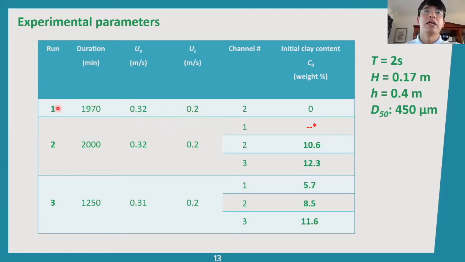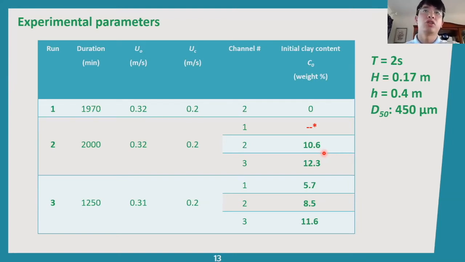For round 1, this was a control experiment in which we used pure sand with a D50 of about 450 micrometers. In round 2, we planned to prepare 3 beds with very high initial clay content. However, I didn't mix very well in channel 1, so we had to abandon this channel. So the initial clay content in channels 2 and 3 of round 2 was 10.6% and 12.3% respectively.